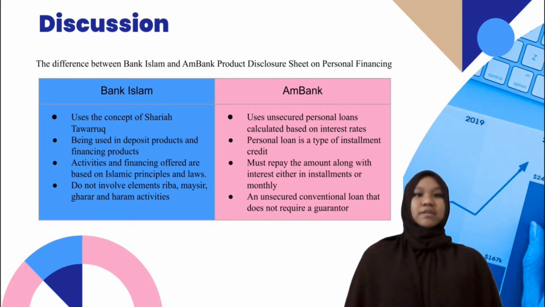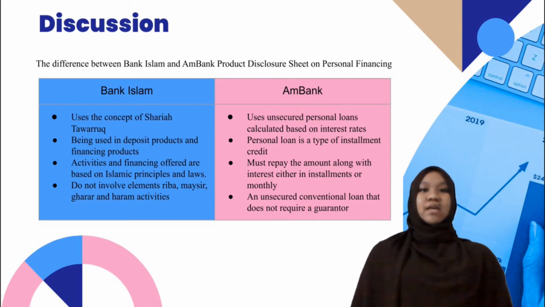The Tawarruk concept is increasingly being used in deposit products and financing products such as credit cards, housing financing, commodity transactions, and bonds. Furthermore, Islamic banking institutions are responsible for providing services like conventional banking, but the activity and financing offered are based on Islamic principles and law. The activities carried out do not involve elements that are clearly prohibited in the Quran, such as riba, maisir, gharar, and haram activities.